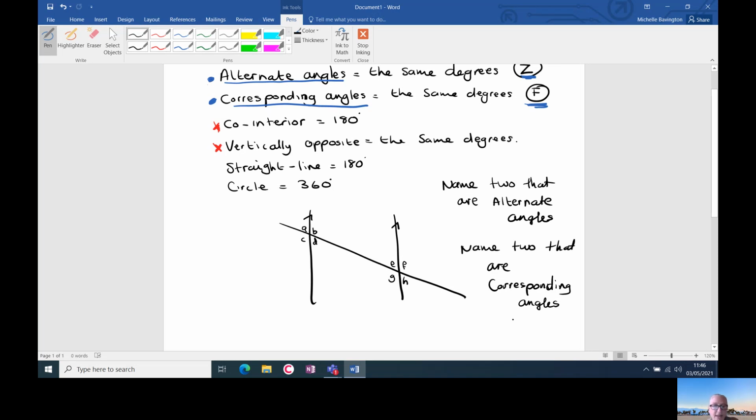You could do this yourself, yeah? You can practice by just drawing this. Alternate. Well, F is for corresponding because I correspond to my friends. So alternate must be the Z. That's like a Z, isn't it? So it must be this one and this one. Don't matter what your Z looks like. It can be upside down, the wrong way round, as long as it's a Z.